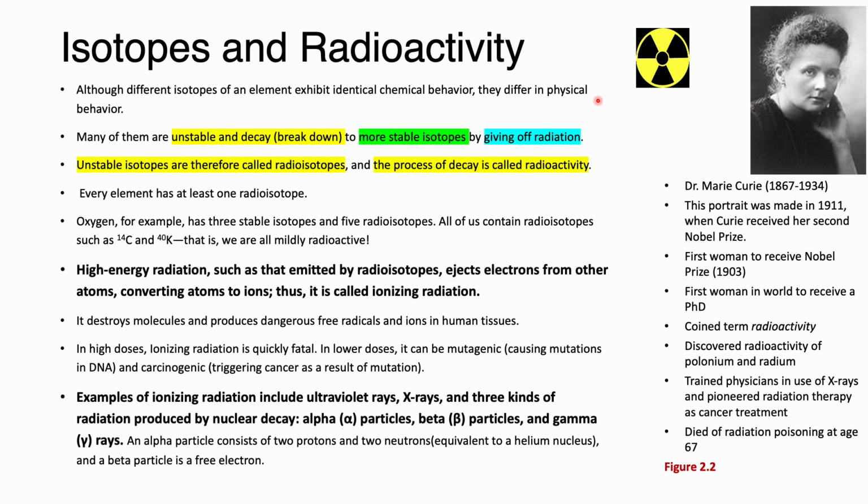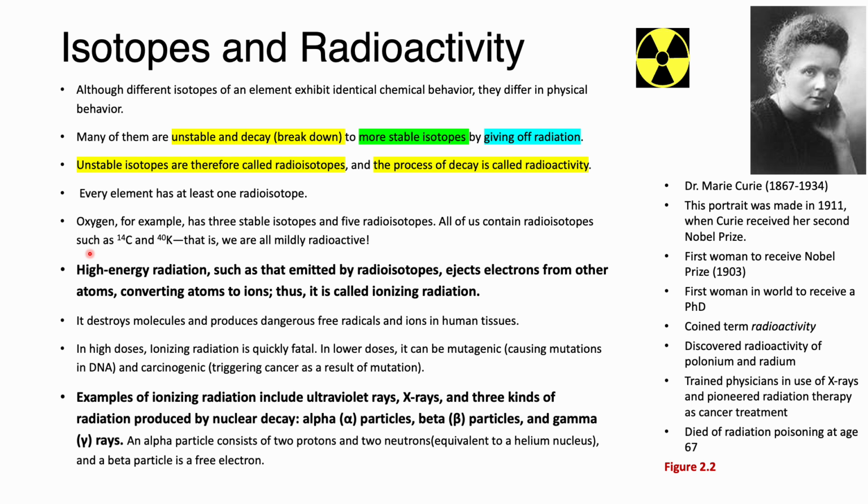Isotopes and radioactivity. So our isotopes differ in neutron number. Many of our isotopes are unstable and they decay, which means they break down to more stable isotopes. And when they break down, they give off radiation. All right? So unstable isotopes are therefore called radioisotopes. And the process in which they decay, so the process in which they break down, is called radioactivity. Every element has at least one radioisotope.